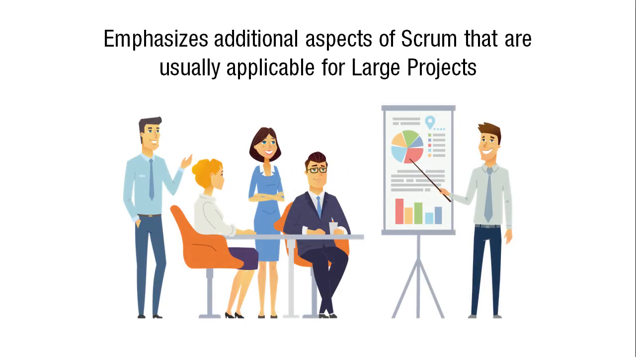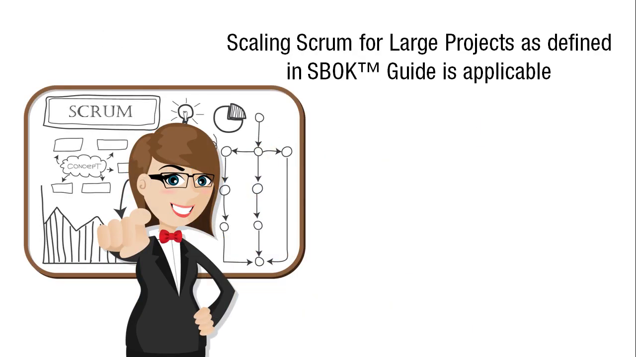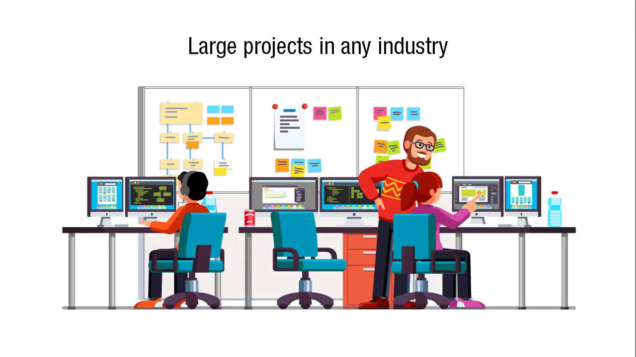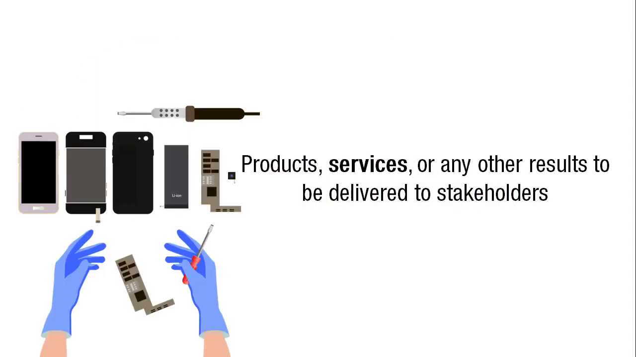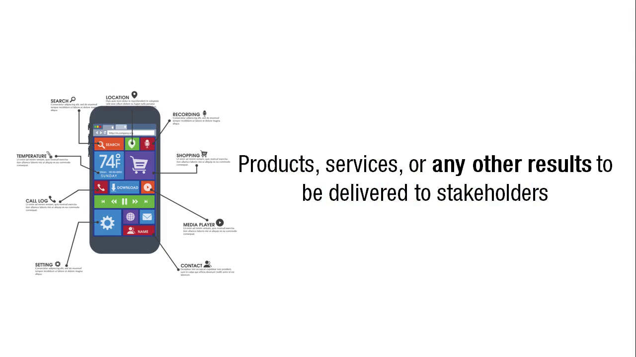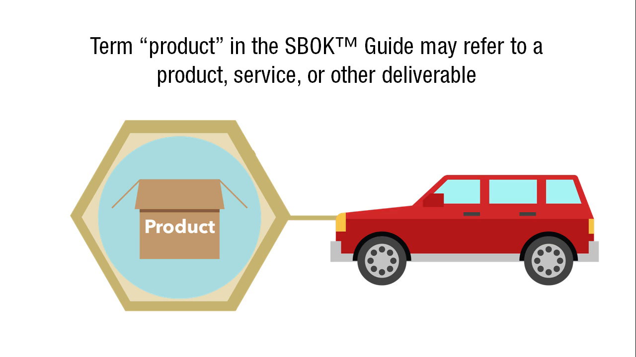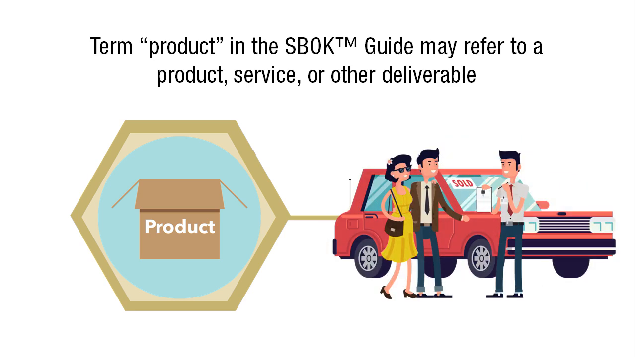This chapter emphasizes additional aspects of Scrum that are usually applicable for large projects. Scaling Scrum for large projects, as defined in A Guide to the Scrum Body of Knowledge, SBOK Guide, is applicable to the following: large projects in any industry, products, services, or any other results to be delivered to business stakeholders. The term product in the SBOK Guide may refer to a product, service, or other deliverable.